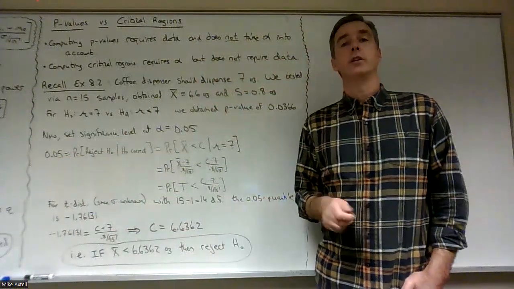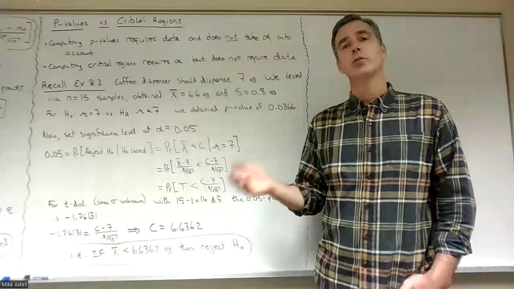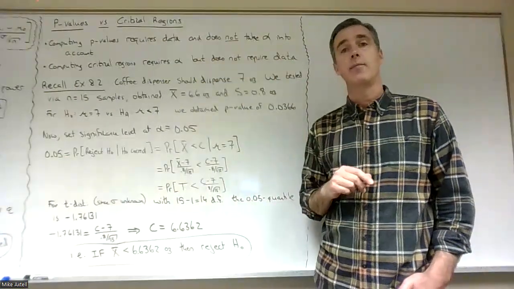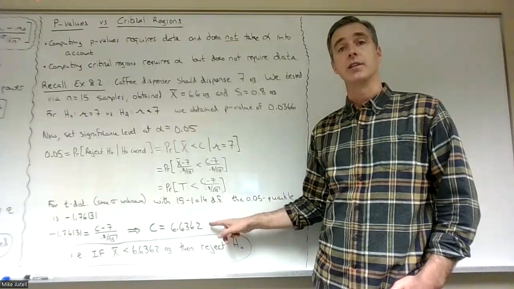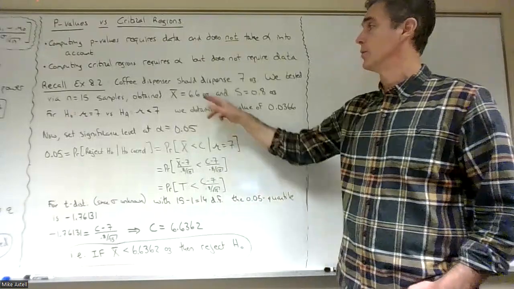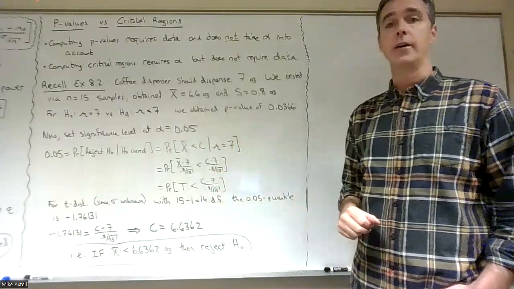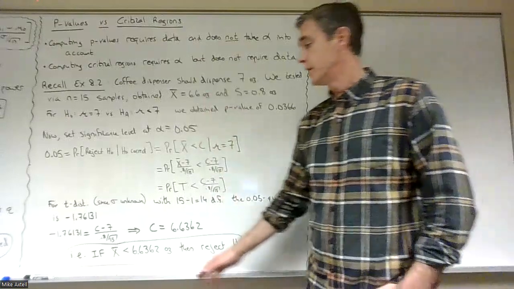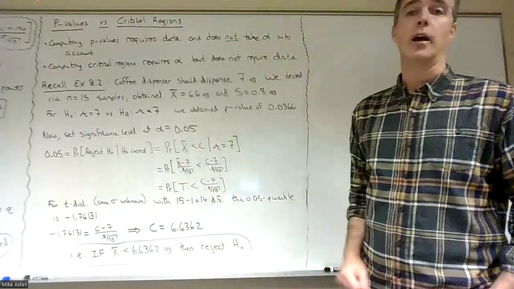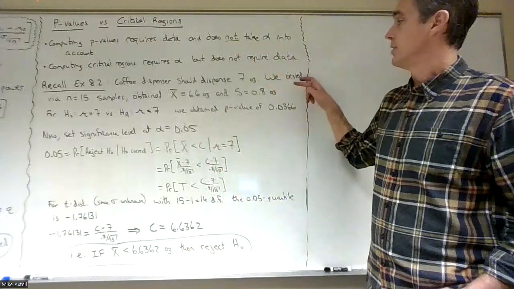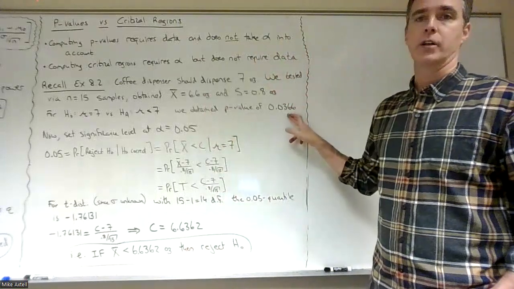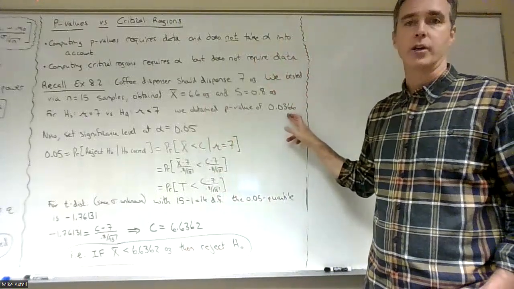So a significance level / critical region argument says I should reject the null hypothesis if my sample mean is less than that C value. Our sample mean was 6.6, which is less than the C value. So our critical region argument would say that we should reject the null hypothesis as well, as did the p-value argument, as long as we have a p-value of 0.05 or so, right?